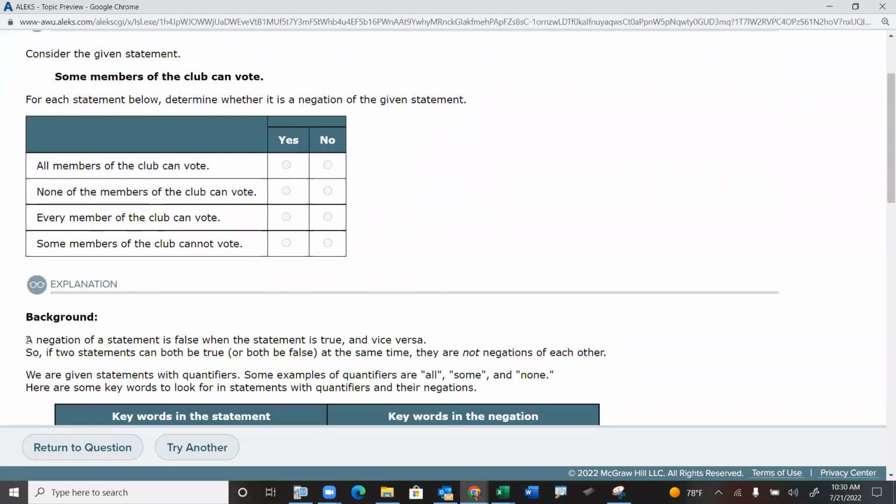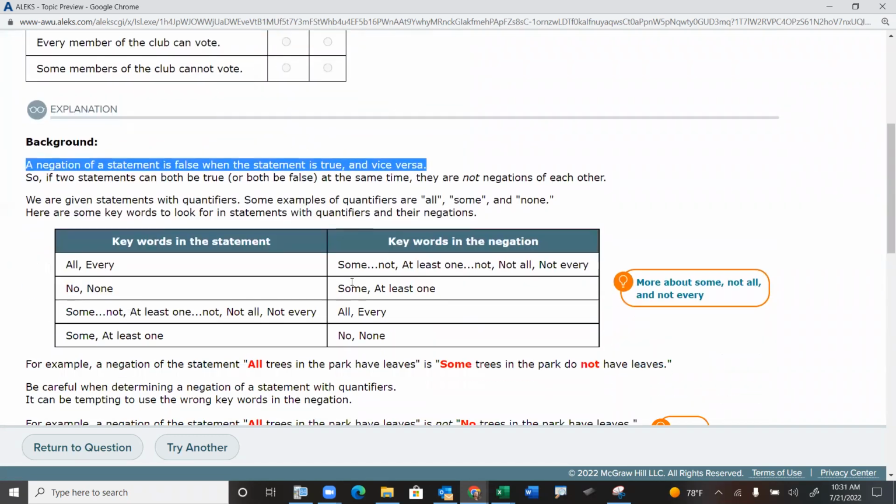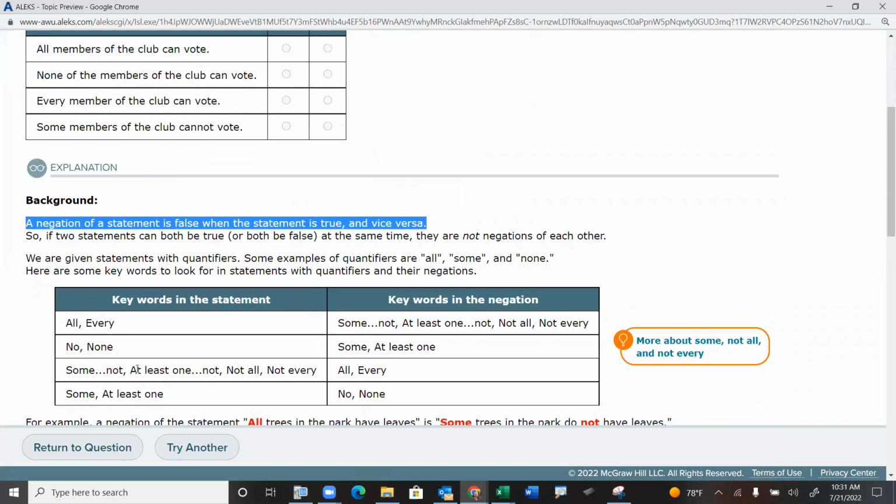A negation of a statement is false when the original statement is true and vice versa. So they can't both be true. They can't both be false. If one of them is one way, the other one has to be the other way. And you'll see that used here in just a moment. Now, here are some of the quantifying words. If the original statement starts with all or every, then the negation needs to include some, not, or at least one, not, or not all, or not every.